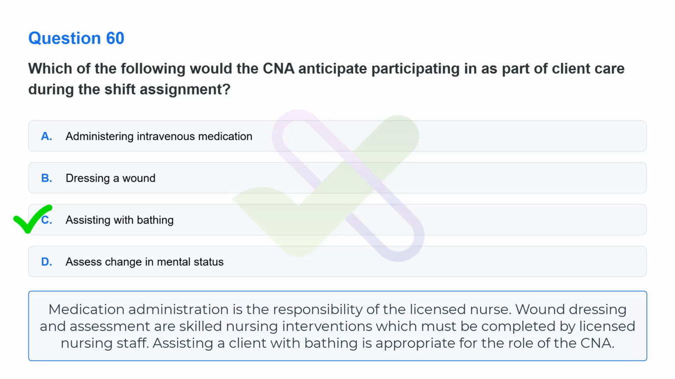Correct answer, C. Assisting with bathing. Medication administration is the responsibility of the licensed nurse. Wound dressing and assessment are skilled nursing interventions which must be completed by licensed nursing staff. Assisting a client with bathing is appropriate for the role of the CNA.